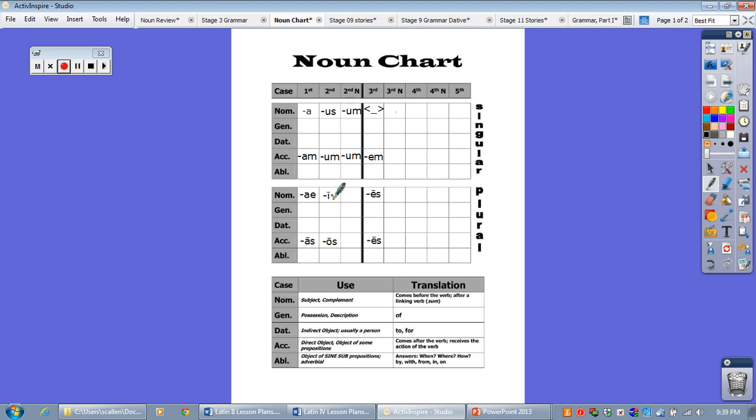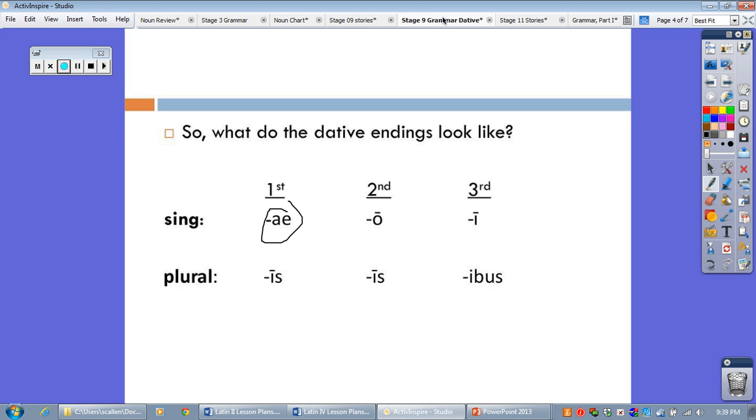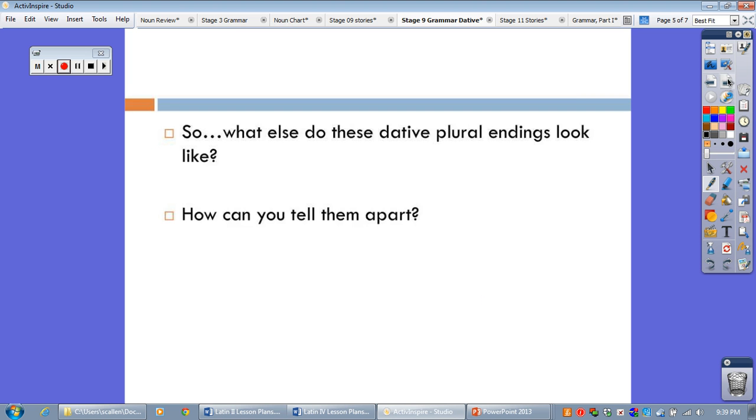But here's why knowing the declension matters. Because if you saw a noun and it ended in I and you didn't know the declension, in other words, you didn't know the noun family, you might assume that it's nominative plural, second declension, when really it might be dative singular, third declension, or vice versa. So knowing the declension of a noun is very important. And then the plural forms, we have is, and ibus, and we've never seen those on our noun chart as of yet.